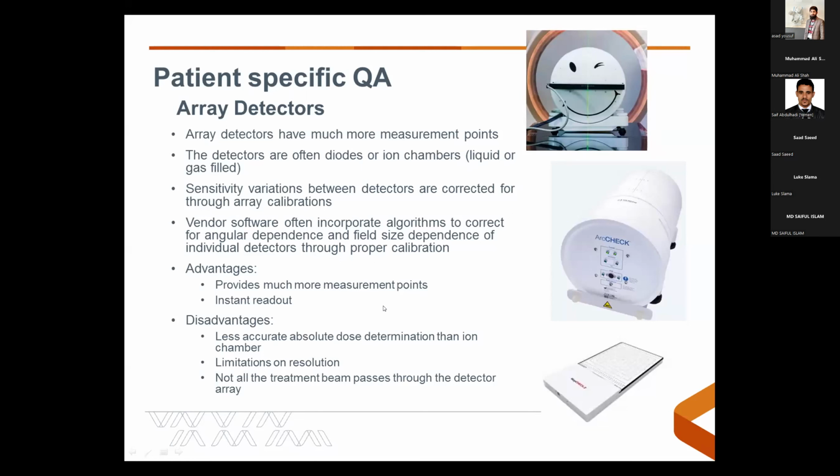Advantages are that these have much more measurement points and they provide instant readout. Disadvantages are that they're less accurate absolute dose determination than an ion chamber measurement. There are limitations on resolution, and not all the treatment beams pass through the detector array. So the ArcCheck can reduce this issue, but for example, with MapCheck, not all beams will pass through the array when you deliver the treatment.